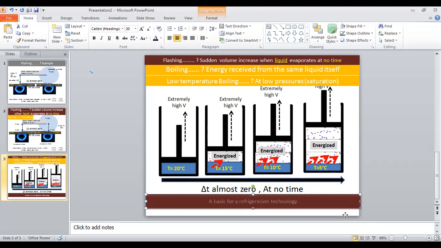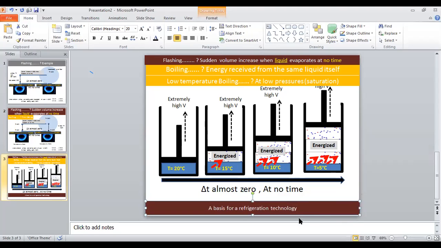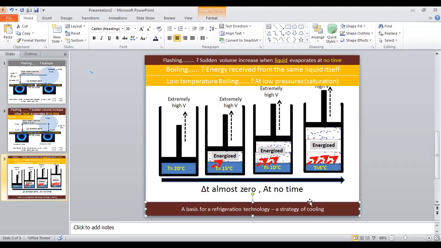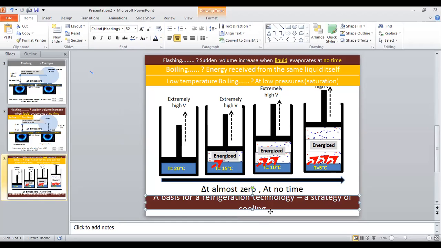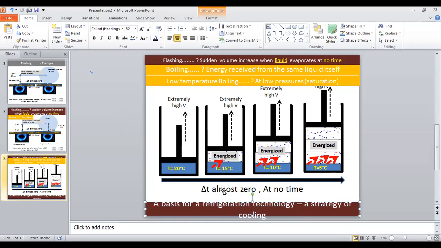So they are using this strategy of cooling.